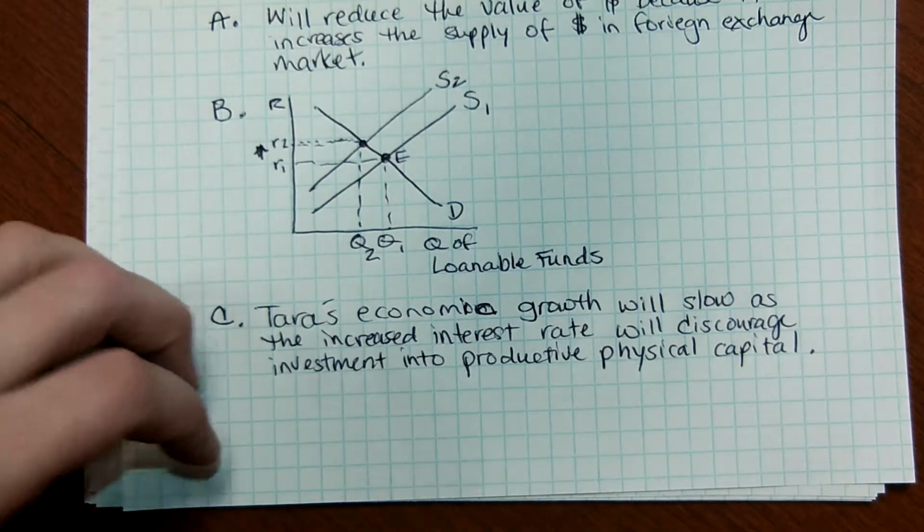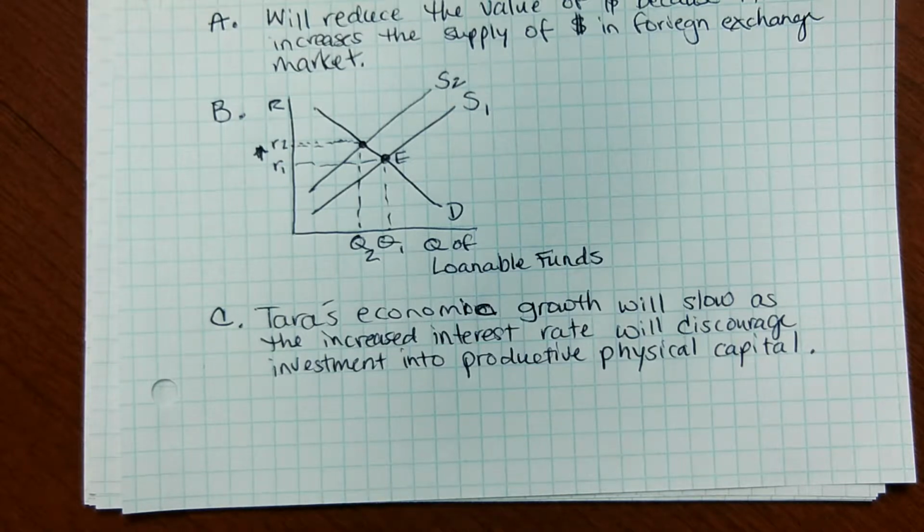Okay, so I've answered directly that economic growth will slow, and it's asked me to explain, and I've explained that the interest rate is going to discourage investment into productive physical capital. And if we're not pumping out productive physical capital, we're not growing.